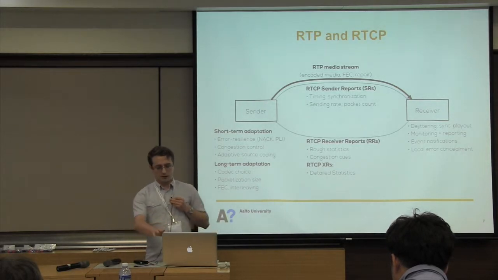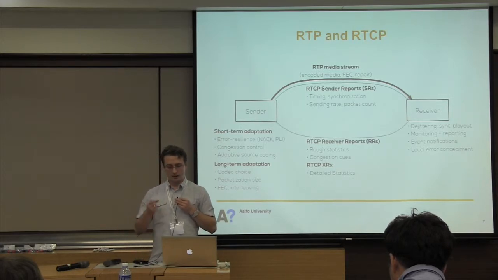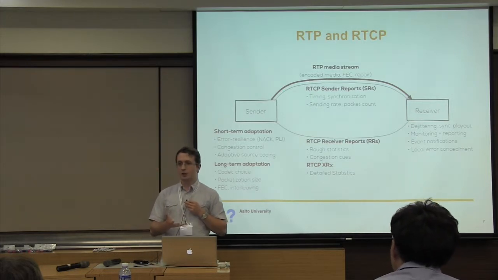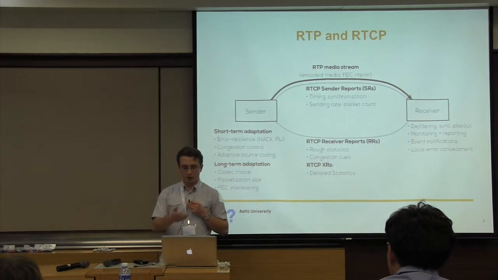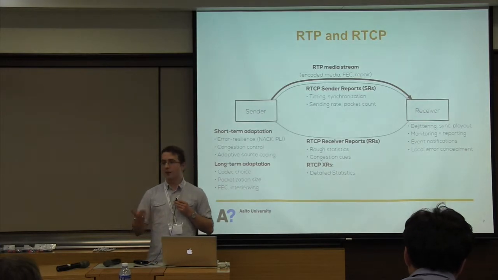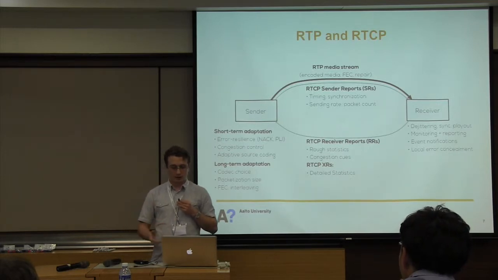So there are also extended reports, which provide more detailed characteristics of the network conditions that can help you do proper congestion control. And the sender has the task of doing short-term and long-term adaptations to the changing conditions in the network. The short-term adaptations may involve error resilience, congestion control, or adaptive source coding, whereas the long-term adaptation can be such general things as choice of the codec.